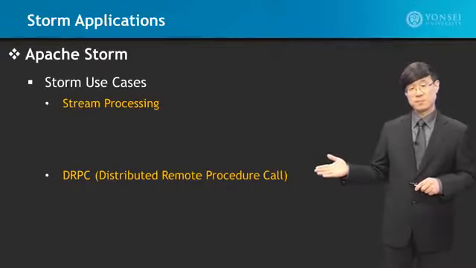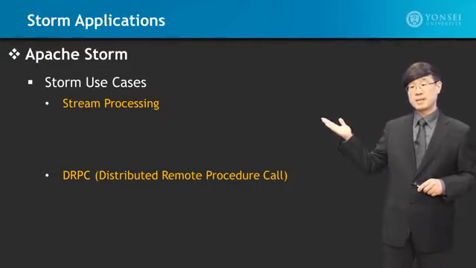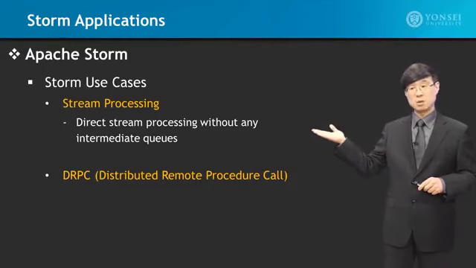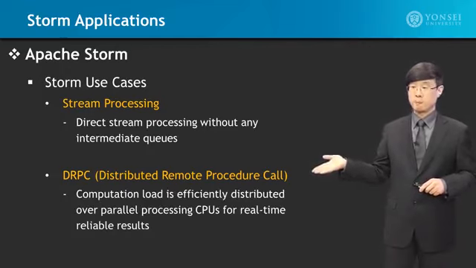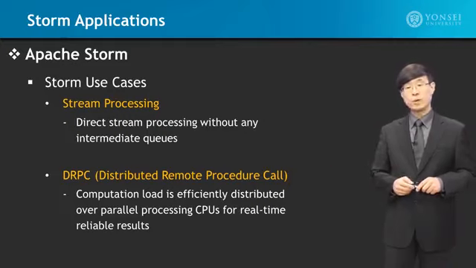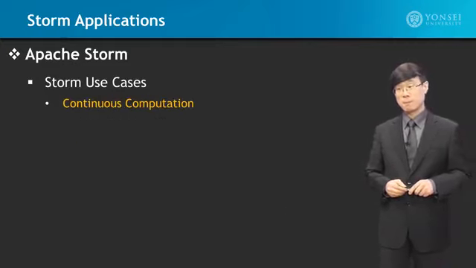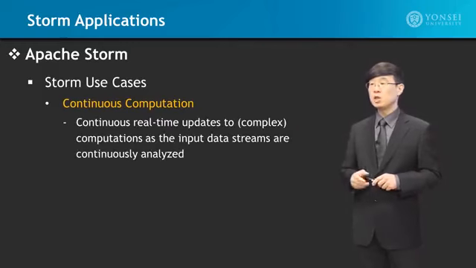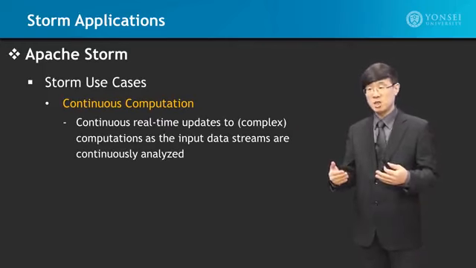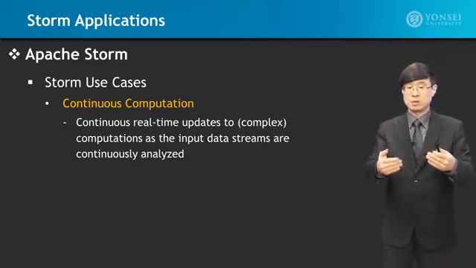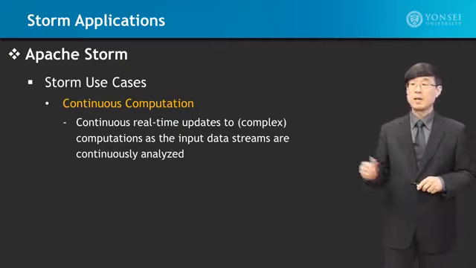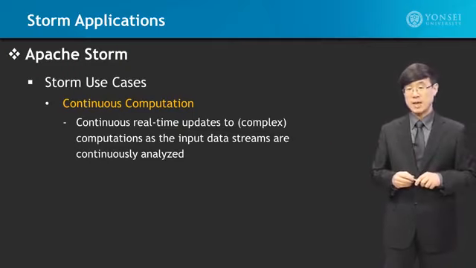Storm applications. Storm use cases include stream processing, which is direct stream processing without any intermediate queues, and also distributed remote procedure call, DRPC. Computation load is efficiently distributed over parallel processing CPUs for real-time reliable results. Continuous computation: continuous real-time updates to a computation as the input streams are continuously analyzed, and you get continuous outputs of what that computation results in.